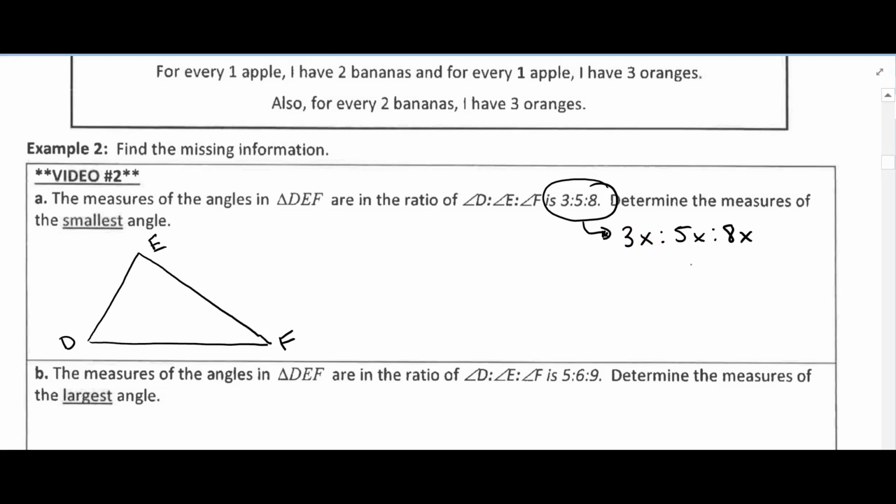So we need to find out what that x is so that all three of these angles give us an important property of a triangle, which is that the three angles add up to 180. So angle D goes with the 3 in the ratio, so I'm going to put a 3x in here, and angle E goes with the 5, so I'm going to put a 5x in there, and then angle F would be the 8x. So I don't know what the x value is, but I do know whatever that value is, when I reduce it, I'm going to get back to this original extended ratio.